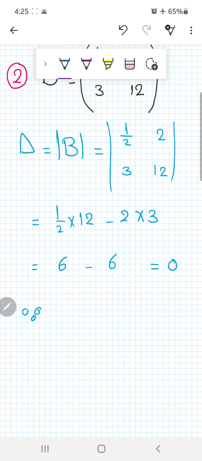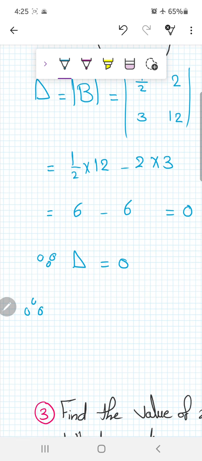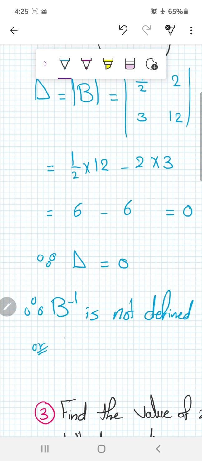Here delta equals 0. So we have no multiplicative inverse. So B⁻¹ is not defined, or does not exist.